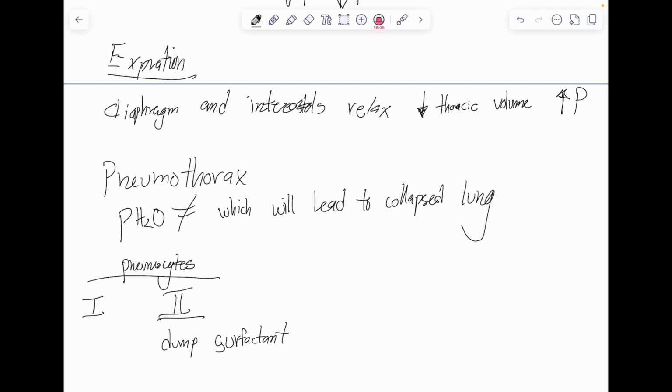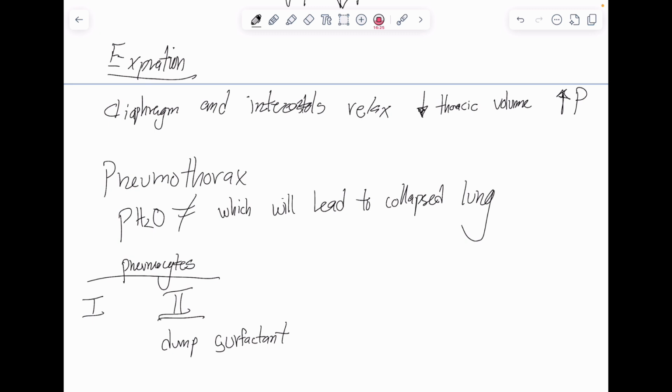Surfactant is used because when you feel like you're struggling to breathe, you're going to release cortisol because you're stressed out, and that release of cortisol will lead to a release of surfactant.